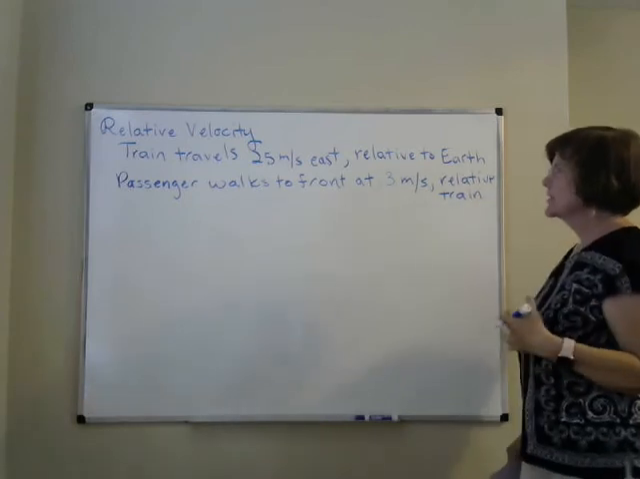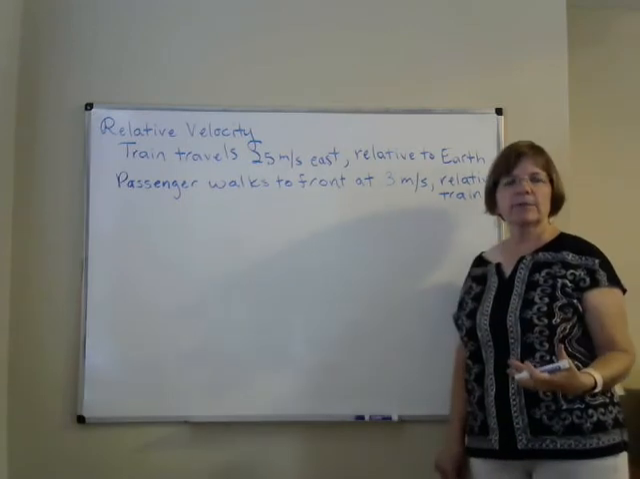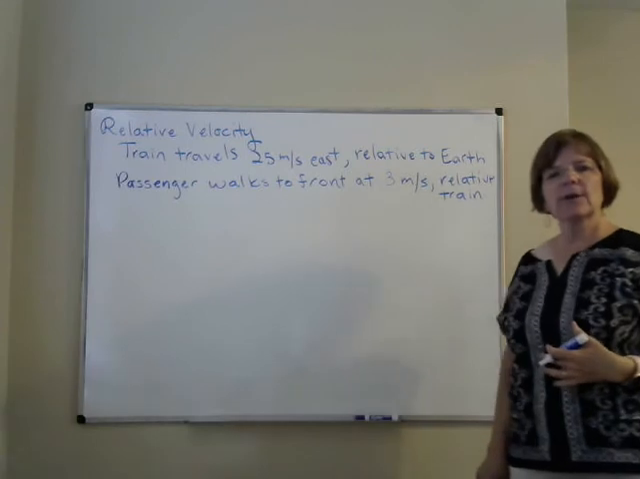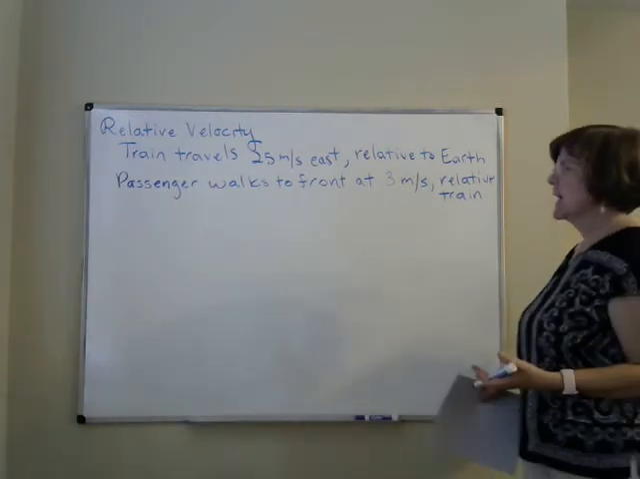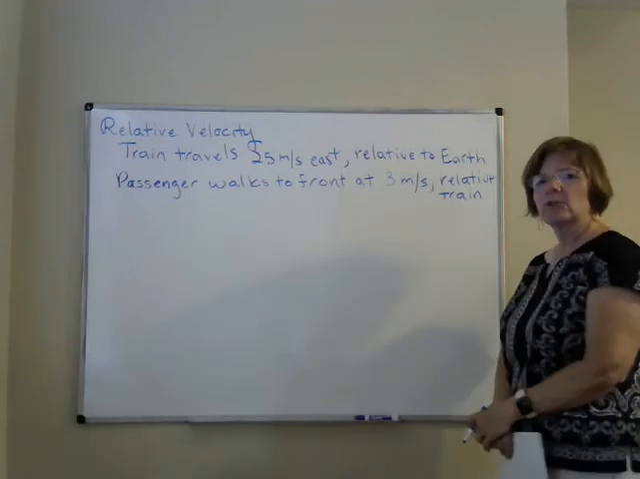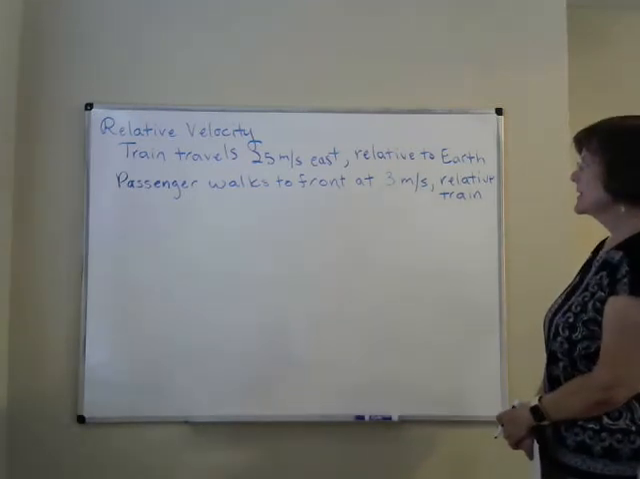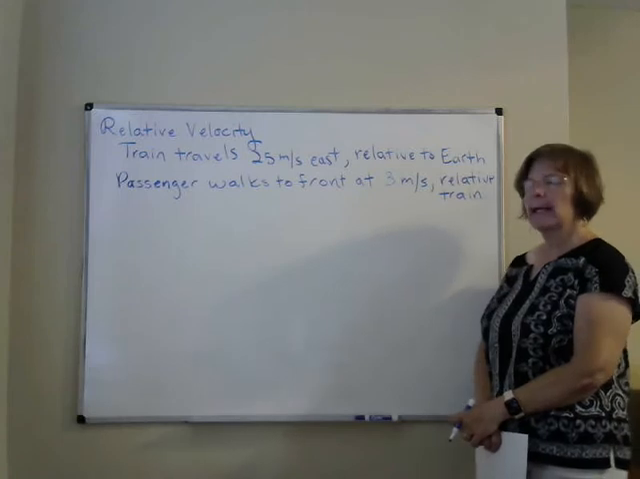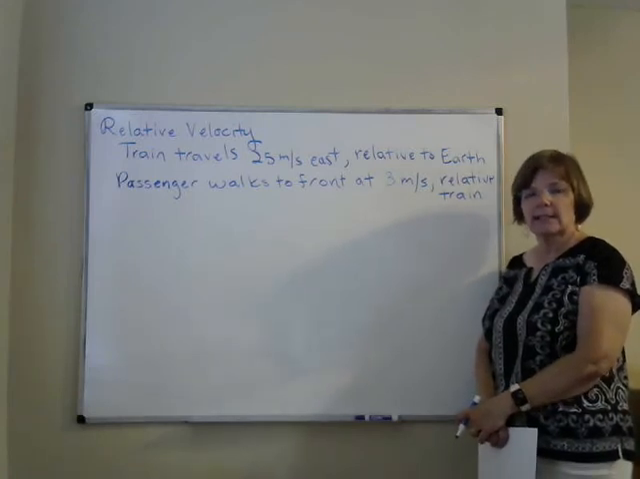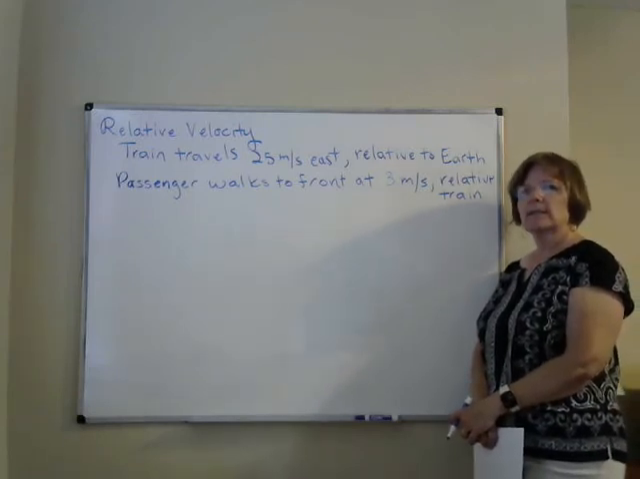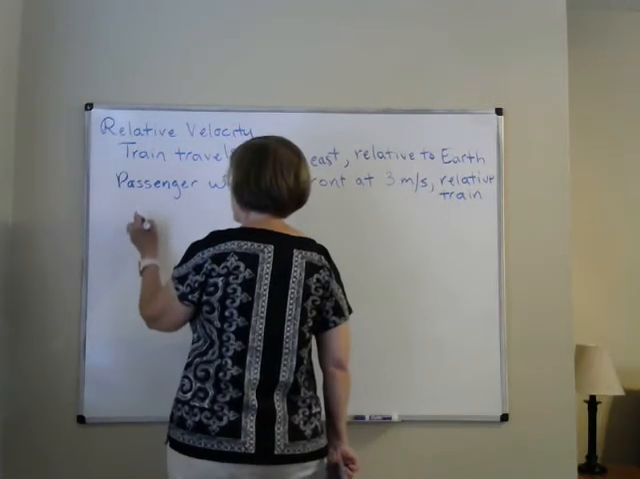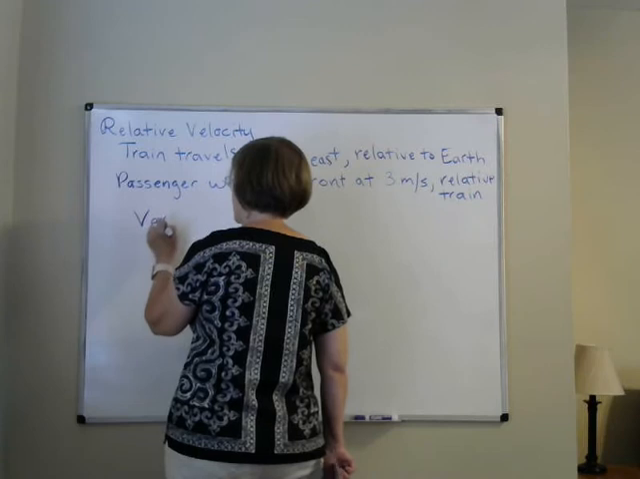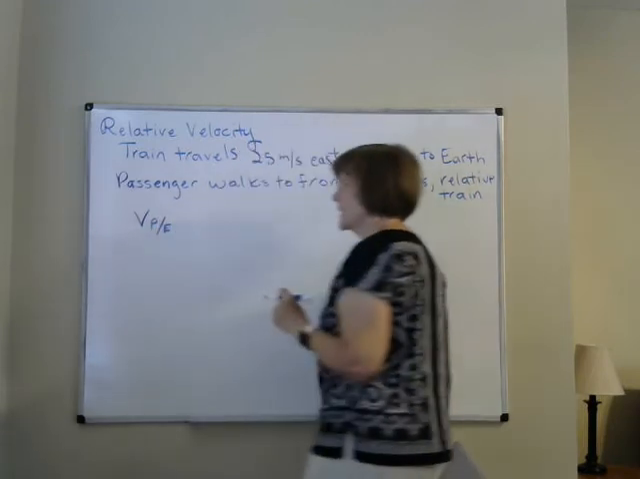If I ask you how fast that person was going relative to the Earth, most of you wouldn't have any trouble visualizing it. If somebody's outside and this is a glass train and we can look inside, they see that that person is going 28 meters per second to the east relative to the earth. How does that work?